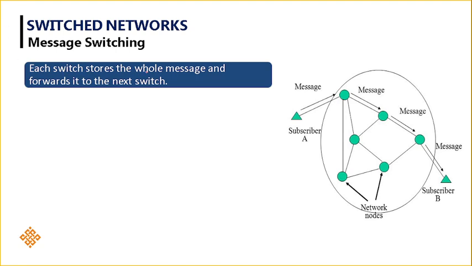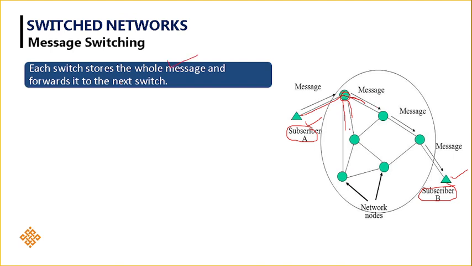Each switch stores the whole message and forwards it to the next switch. Here you can see subscriber A, that is node A, is sending information to node B. In the diagram, this path is chosen. It consists of three paths, this path and also this path. But what happens here is the whole message is forwarded to the next switch.